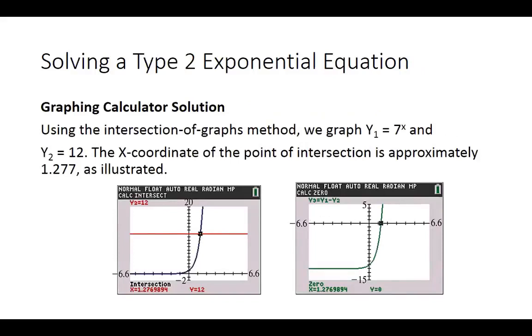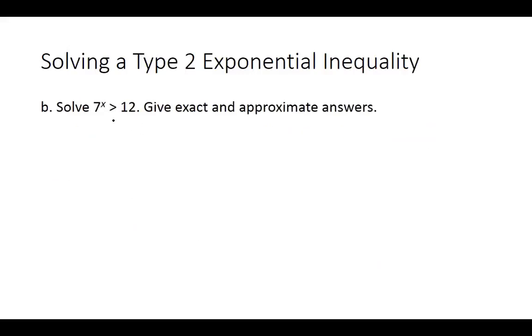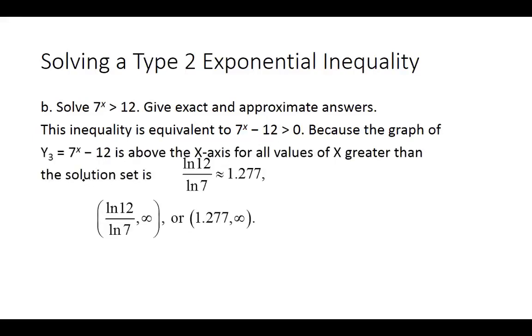Greater than would be from this point all the way to positive infinity. So this really is 7 to the power of x minus 12 greater than 0. And then if you recall looking at your graph on your graphing calculator, all the numbers from that point of intersection, 1.277, to infinity would be above, or greater than, 0.